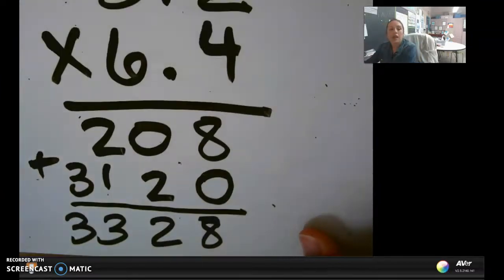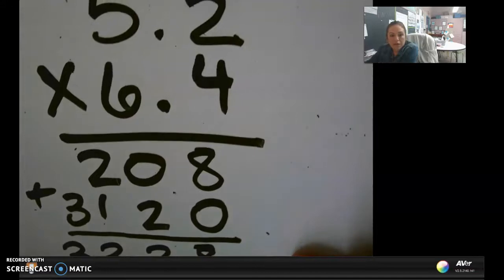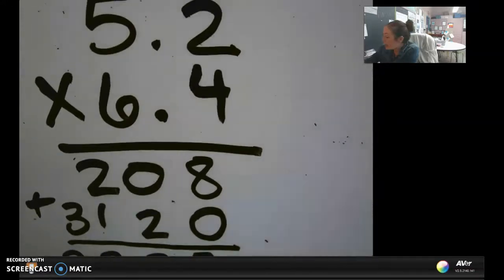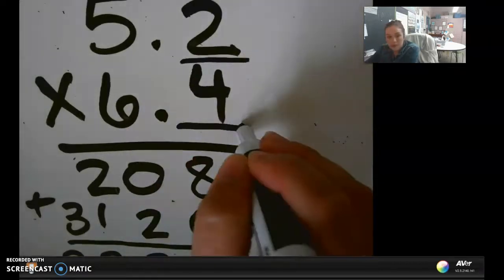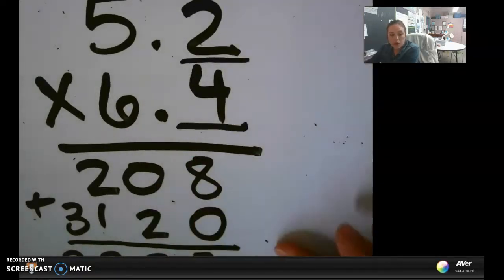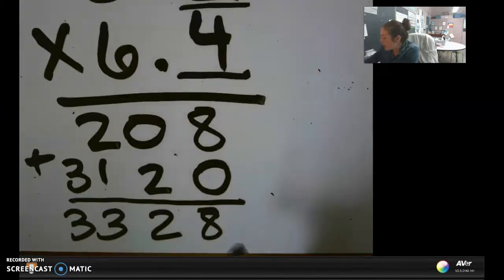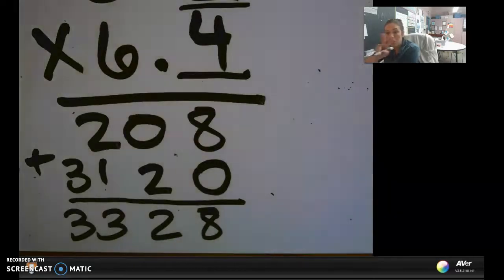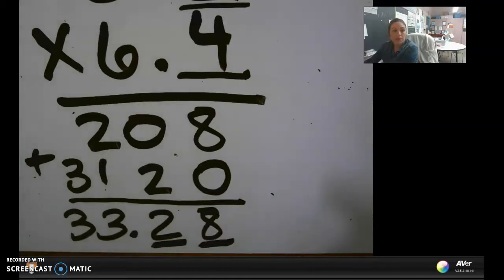Let's look. Underline all the place values behind the decimal in your factors. So we have 1 here, 2. Step 4, starting on the right-hand side of your product, underline the same number. Well, I underlined 2 place values, so I'm going to underline 2, 1, 2, and put a decimal.